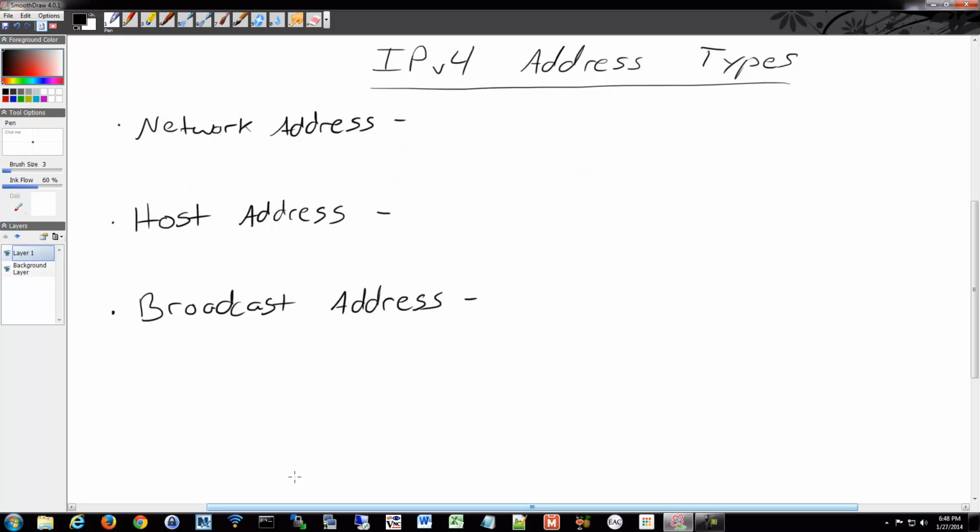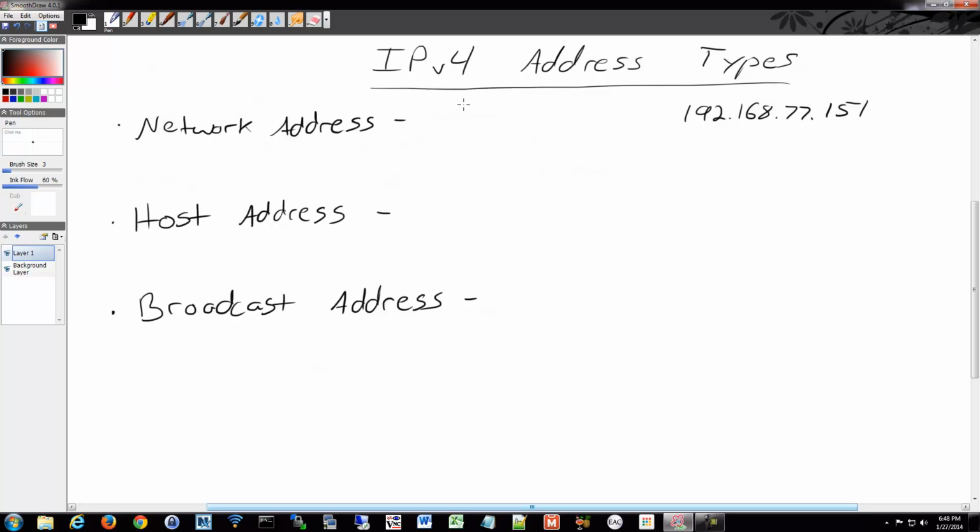Now remember, in my example, in my network here, I have an IP of 192.168.77. I think it was like 151. So that's assigned to my device. That's my end node. That is my host address. The host addresses have to be in the usable range of addresses is the best way to describe it.